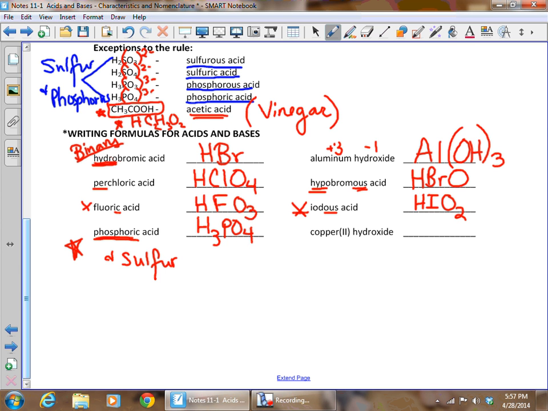Finally, copper(II) hydroxide. We don't even need to look up copper since it tells us that the charge is a +2. So copper with hydroxide, since hydroxide is a -1, we know that the formula for this is going to be Cu(OH)2.